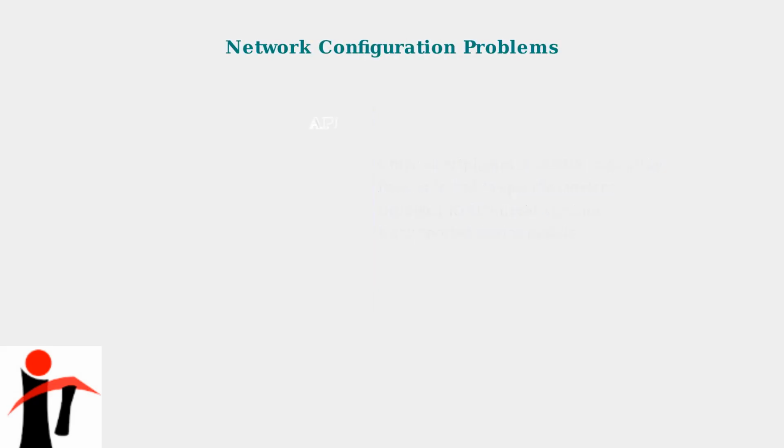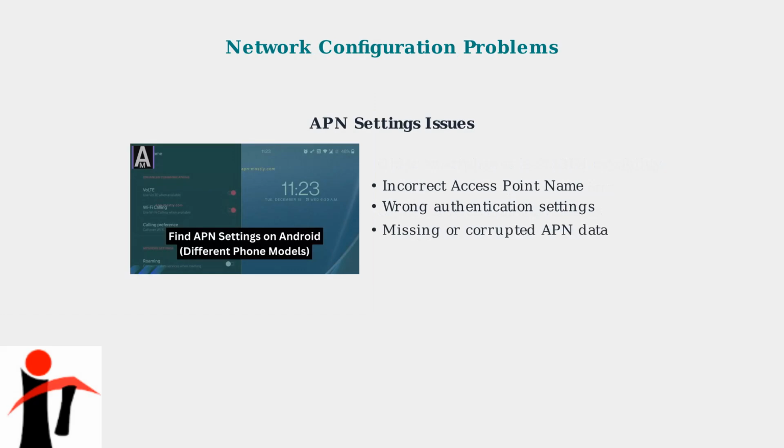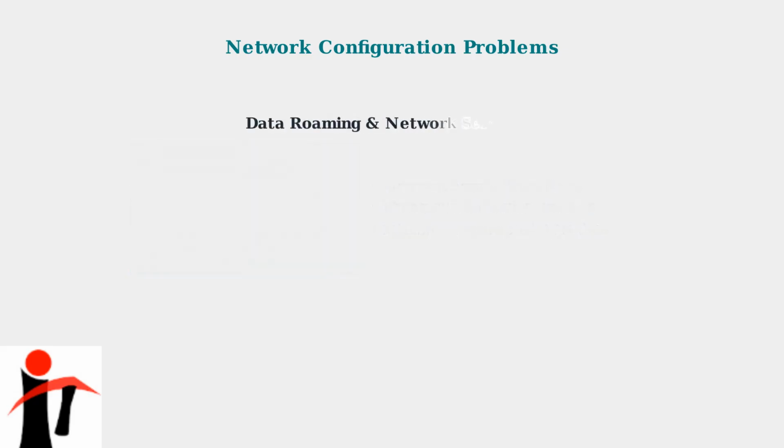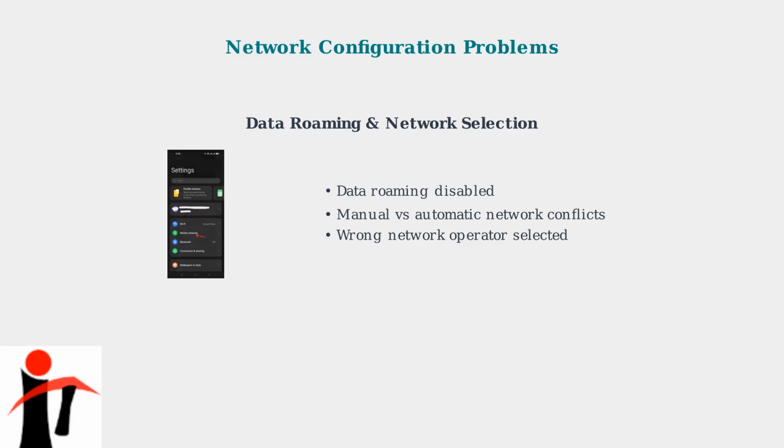Network configuration is another frequent culprit. Incorrect APN settings are among the most common issues. The access point name tells your device how to connect to the mobile network, and wrong settings will prevent data connectivity. Data roaming settings and network selection can also cause problems. If data roaming is disabled, your eSIM won't connect to foreign networks. Conflicts between manual and automatic network selection can prevent proper activation.